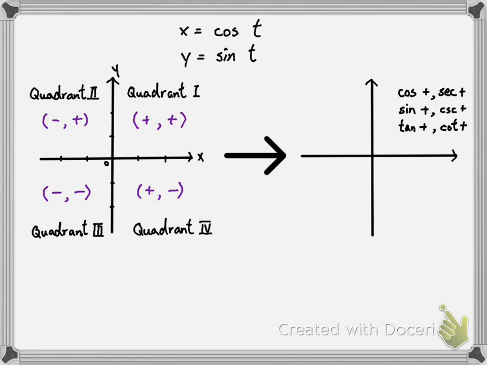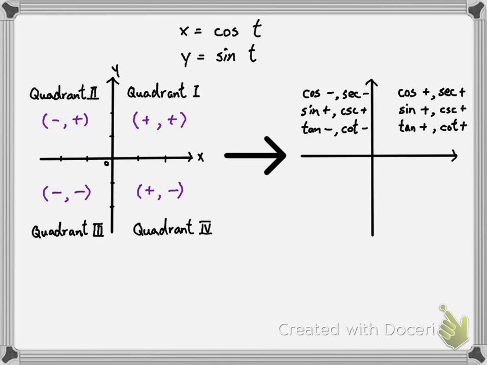In the second quadrant, we see that the x value is negative, so the cosine will be negative. If cosine is negative, secant will also be negative, whereas sine is the y value which is positive. Then its reciprocal function will also be positive. Tangent is y over x, a positive number over a negative number, the outcome will be negative, so cotangent will also be negative.